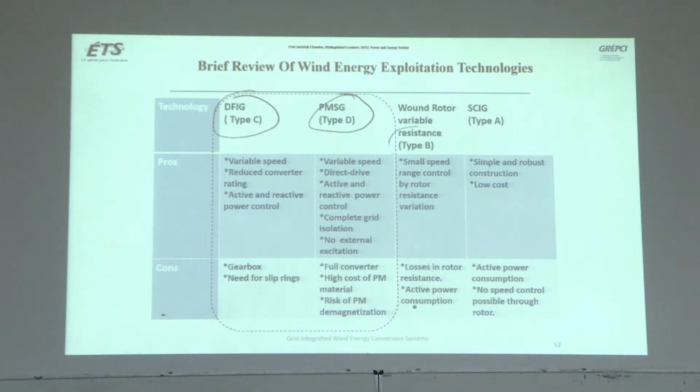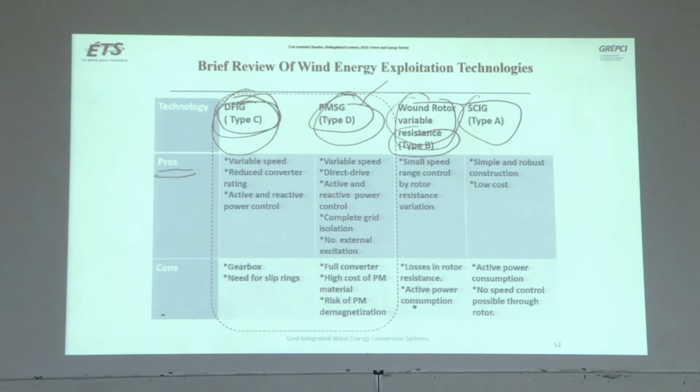Then you have type B with wound rotor variable resistance machine. This is again an induction machine, wound rotor induction machine. Like here you have squirrel cage machine, here you have wound rotor induction machine. And then PMSG, type D and type C. D is the best, this is what they classify.